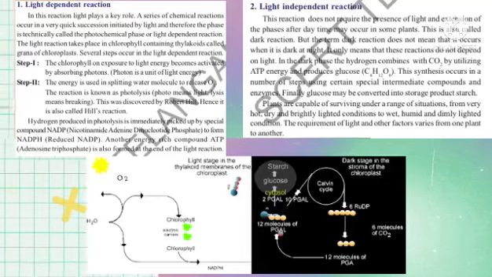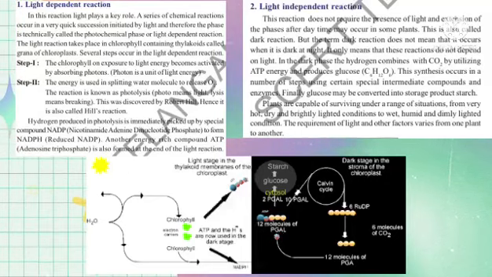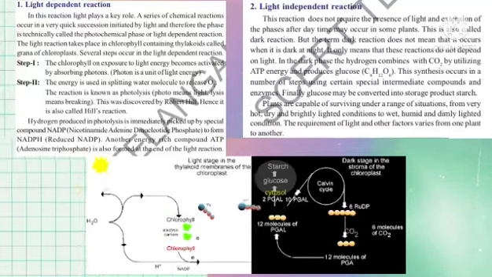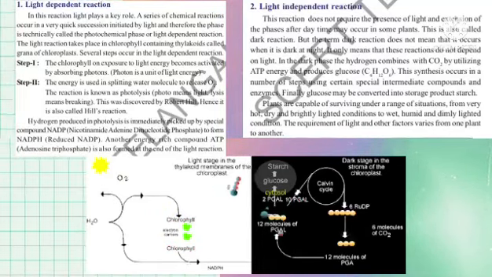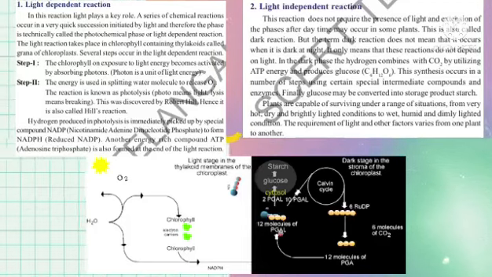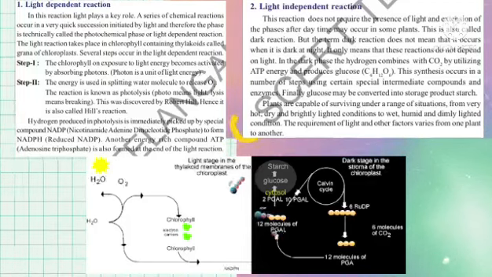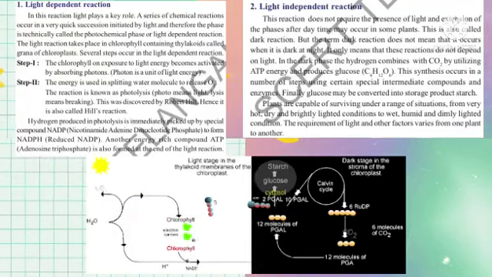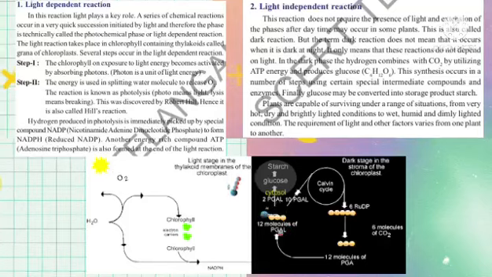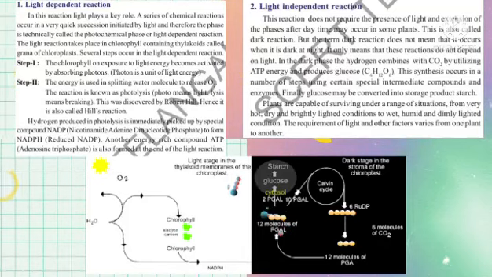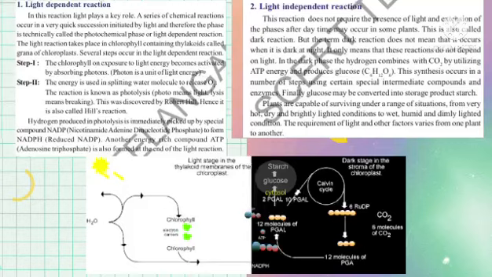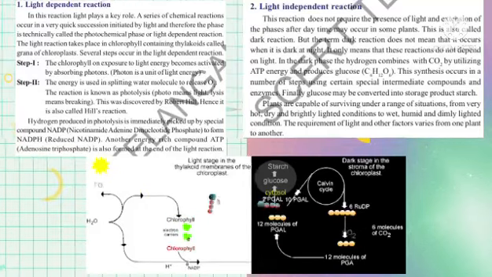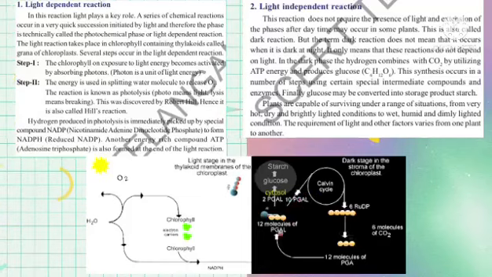The light reaction takes place in the chlorophyll containing thylakoids called grana of the chloroplast. So the light reactions take place in the chlorophyll-containing thylakoids called grana of the chloroplast. Several steps occur in the light dependent reaction. Among them, the first one is that the chlorophyll, on exposure to light energy, becomes activated by absorbing the photons. The photons which are present in the form of light energy are absorbed by the chlorophyll. When the chlorophyll is exposed to the light energy, it becomes activated.